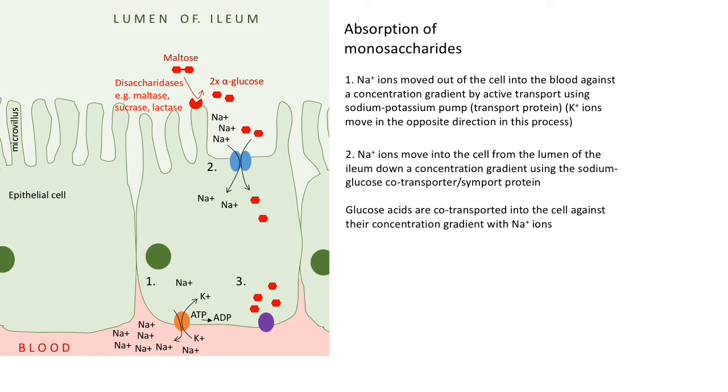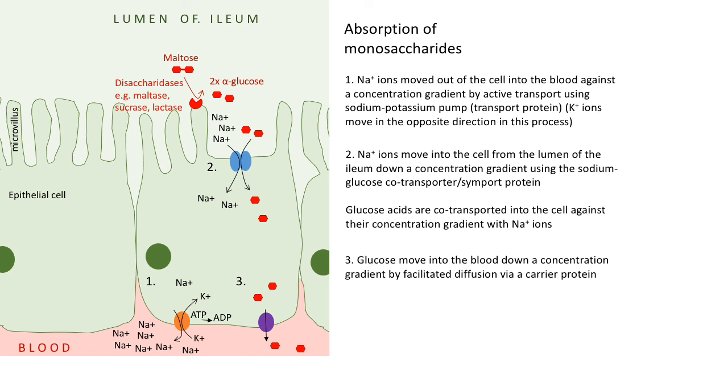So we've got our glucose molecules in. They're at a higher concentration now inside the cell. This is step three. They're at a higher concentration inside the cell than in the blood, so they can diffuse down their concentration gradient into the blood. They do this through a carrier protein, so they diffuse into the blood by facilitated diffusion. That's step three. So that's the process of glucose absorption into the blood from the lumen of the ileum.